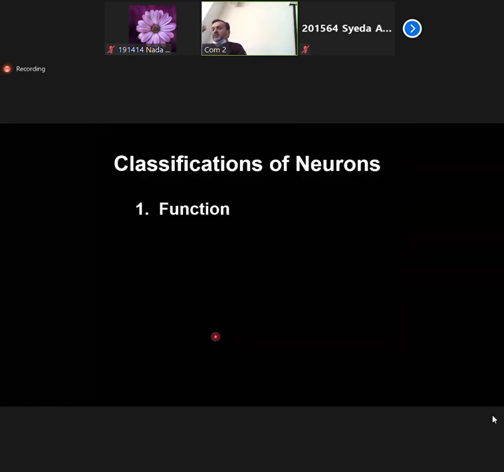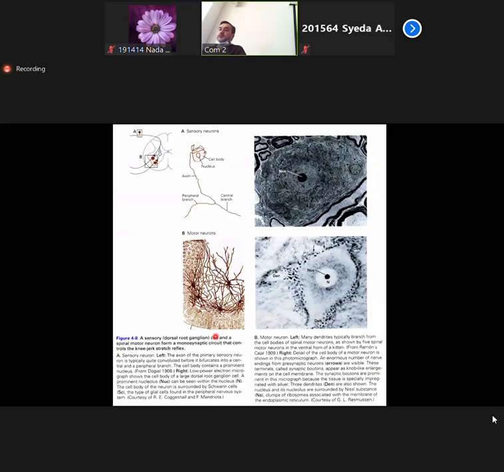So in terms of classification of neurons, we can classify neurons based on their functions. For example, they could be sensory neurons, they can be motor neurons, they can be interneurons, which are joining the sensory and motor neurons. So if you look at the example of a sensory neuron, the most important example of a sensory neuron is the dorsal root ganglia.